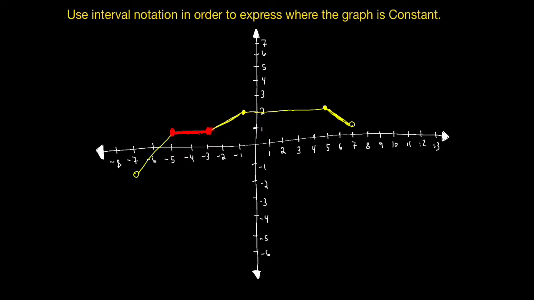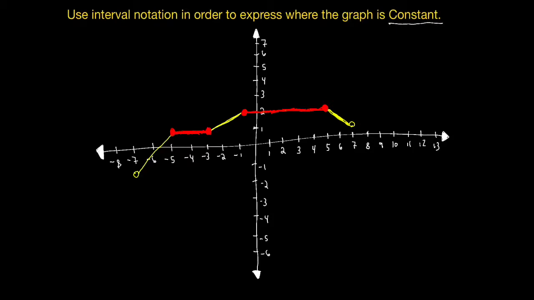And as we continue, you can see that the graph is increasing again. And then past this point, we see another constant interval. So let's highlight this one in red as well. And now scanning the last section, we can see a decrease. So we can ignore that part because we're only considering where the graph is constant.